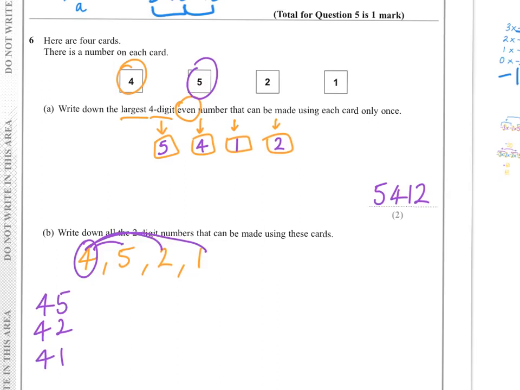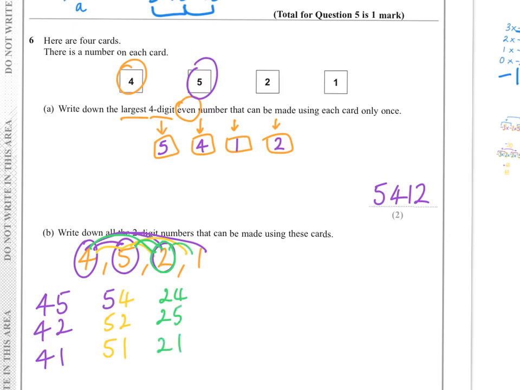Then we could have, starting with the 5, 5 with the 4, 5 with the 2 and 5 with the 1. Then we could go to the 2, and I'll just change the colour here. We can go 2 with the 4, 2 with the 5, and 2 with the 1.